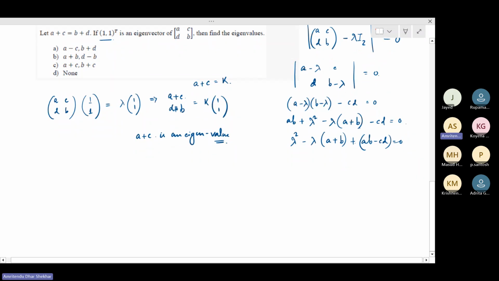Now, whatever the other eigenvalue is, we would have A plus C plus whatever this other eigenvalue lambda is, equal to A plus B. So this other eigenvalue must be equal to B minus C. Okay, so let's move on.